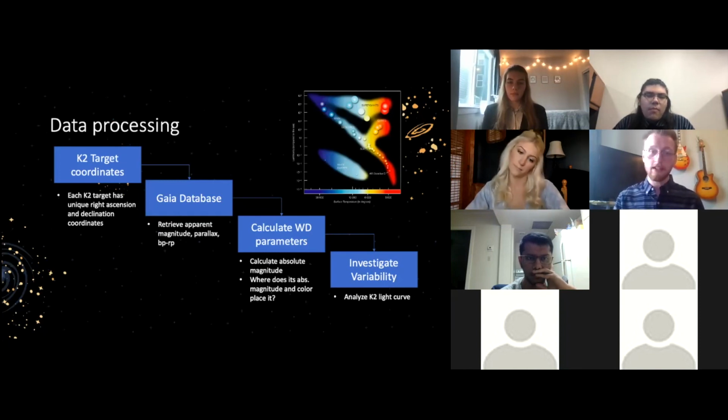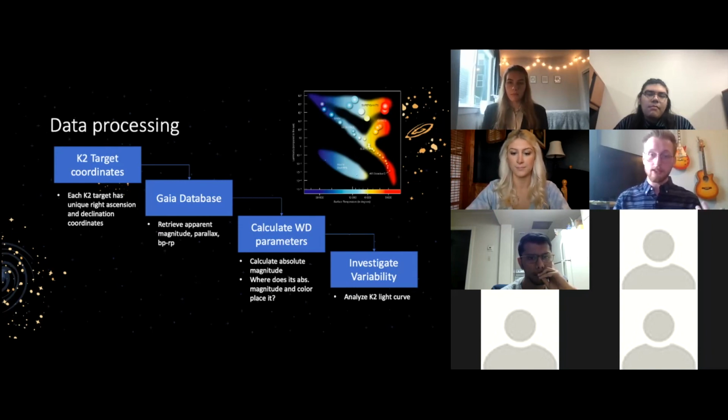And then once you have that information, you can then calculate the star's position on the HR diagram up there on the top right. So using the parallax, you can determine the distance to the star from Earth. And then using the distance of the star to Earth and the apparent magnitude, you can calculate the absolute magnitude, which is the actual brightness of the star. And that will place it on the y-axis of the HR diagram.